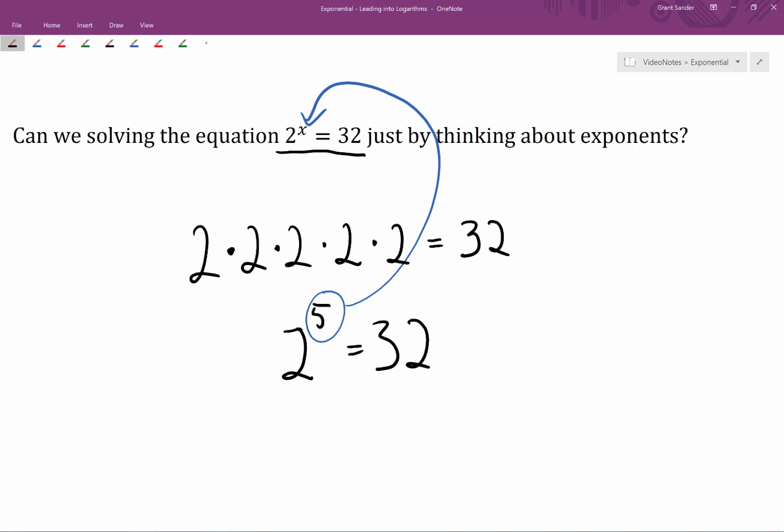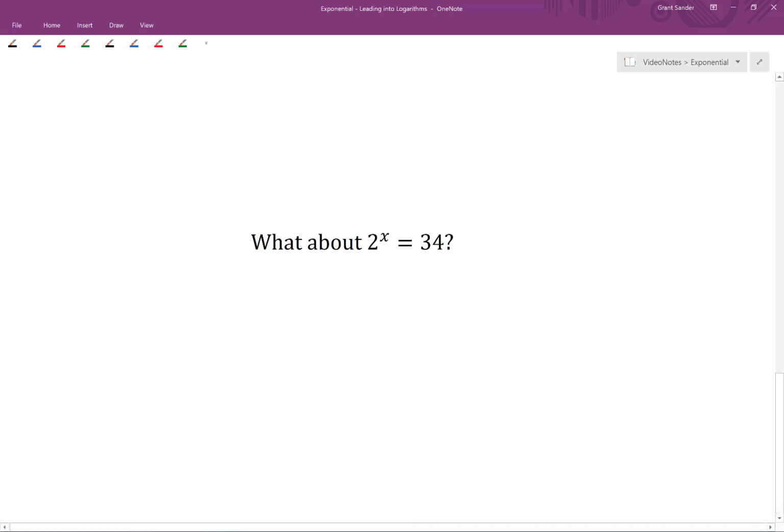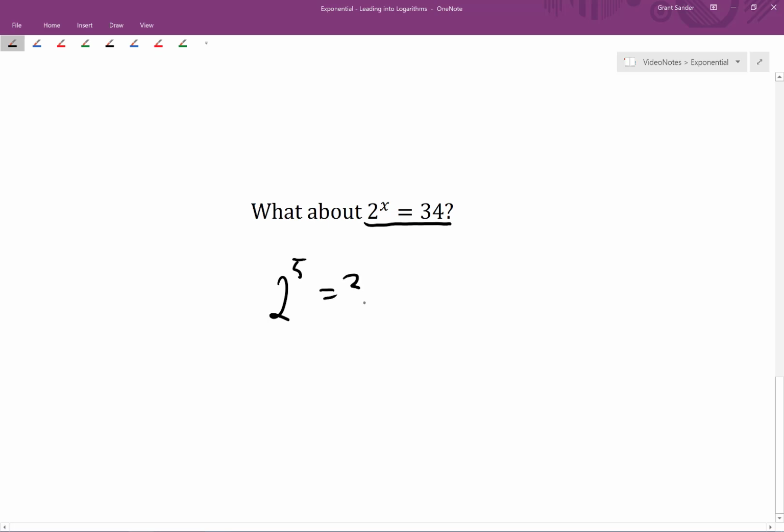Now, this equation was relatively straightforward to solve just by thinking about exponents, but things can get a little trickier. Like, consider the following equation: 2 to the x equals 34. We know that 2 to the 5th is equal to 32, so 2 to the 6th is equal to 64. And so if we want a result between 32 and 64, like 34 is, the exponent has to be between 5 and 6. But we don't know exactly where between 5 and 6 this exponent must be.